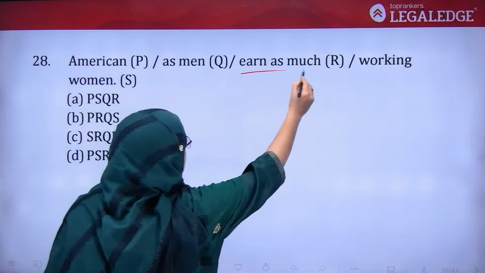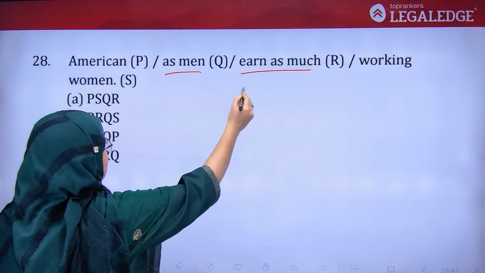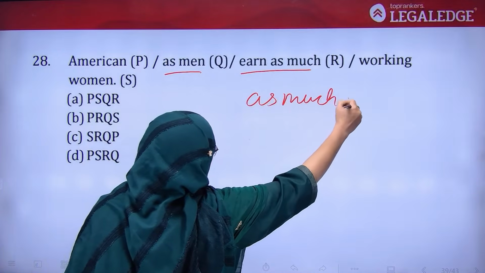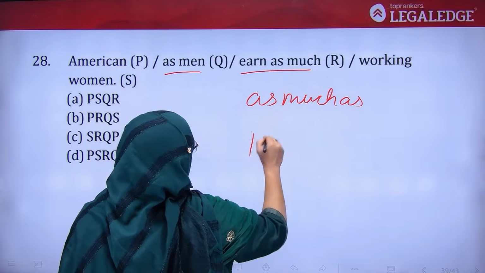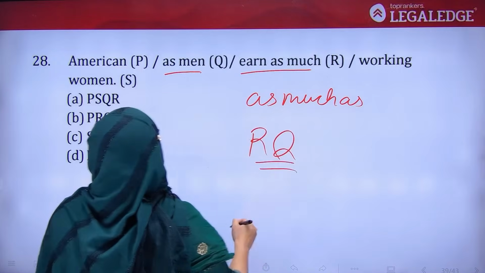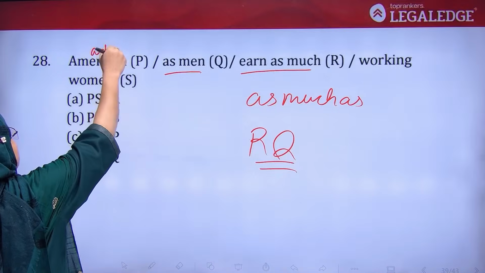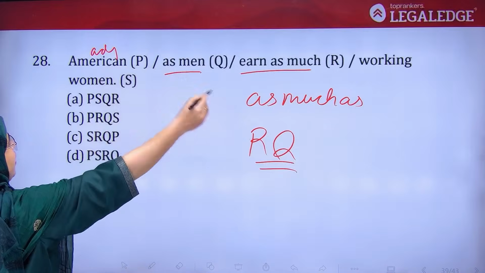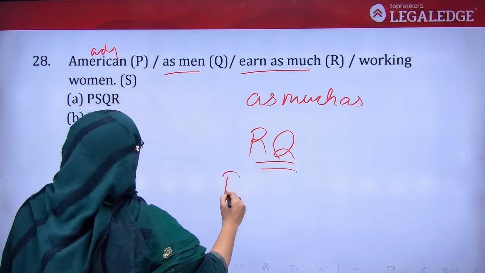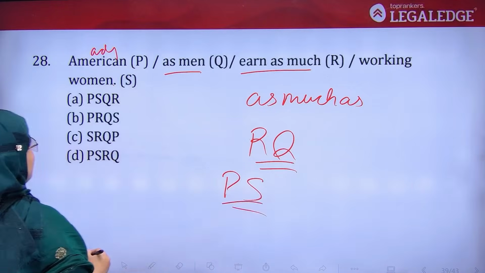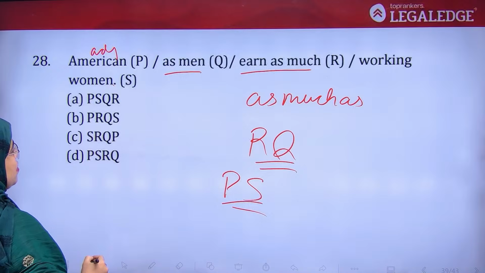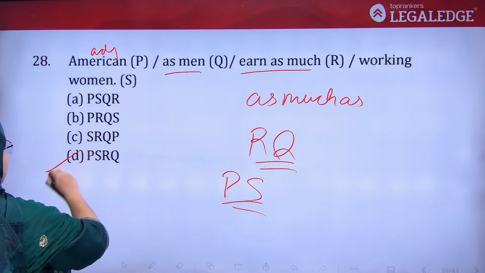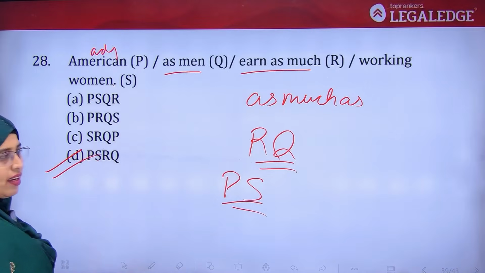See, earn as much as is required. This is a phrase, as much as. So after R, it has to be Q. American is an adjective, so we need a noun after this. So American working women, that means PS. American working women earn as much as, so PSRQ. That means option D is the correct answer.